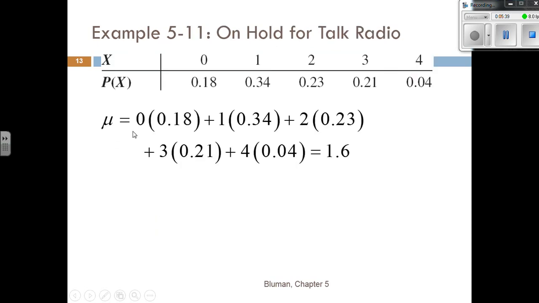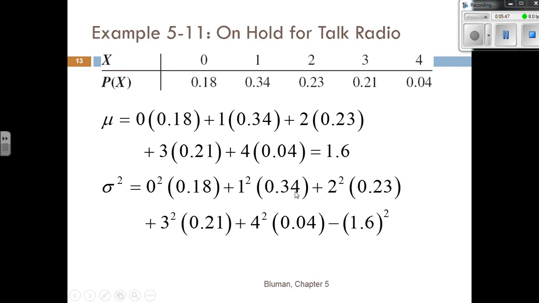So let's find the mean first. We multiply all of these, add them all up. There's our mean. So now the variance. The variance is your x squared times p of x. Add all of those up, and then minus your mean squared. So think of it as we're doing really like this part first.